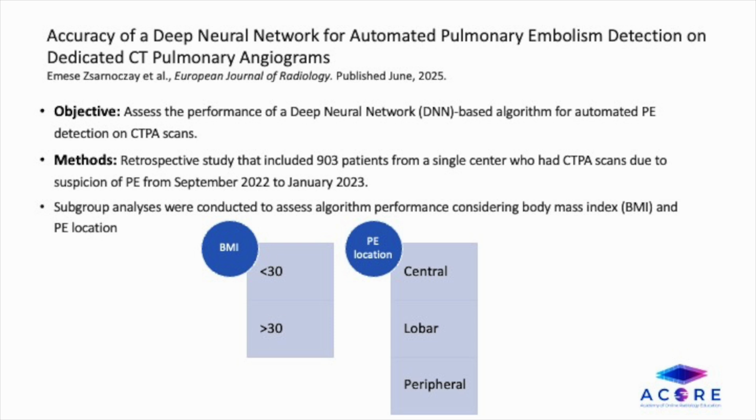PE location-based analysis was done by dividing the pulmonary artery system into three levels: central arteries, which included the main pulmonary artery and right and left pulmonary arteries; lobar branches, which included the right upper lobe, right middle lobe, right lower lobe, left upper lobe, lingula, and left lower lobe branches; and lastly, peripheral regions, which included segmental and subsegmental branches. In cases with multiple emboli, the location of the most proximal PE was considered.